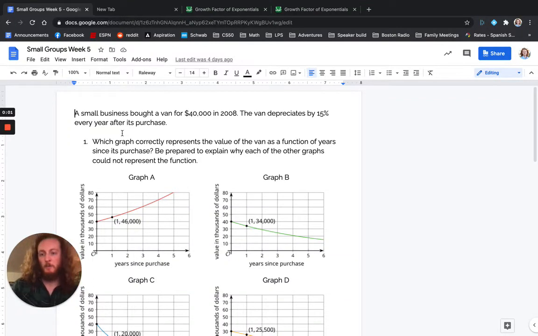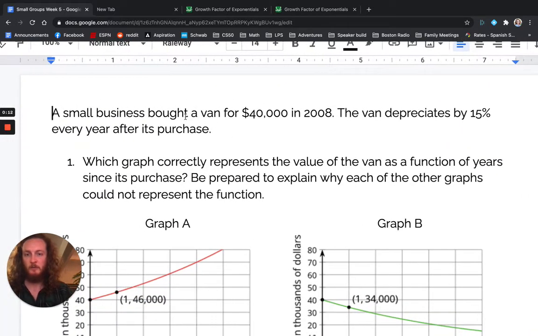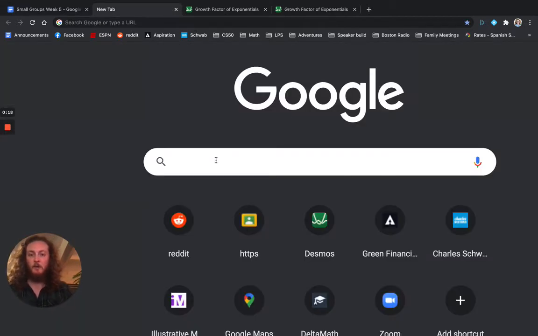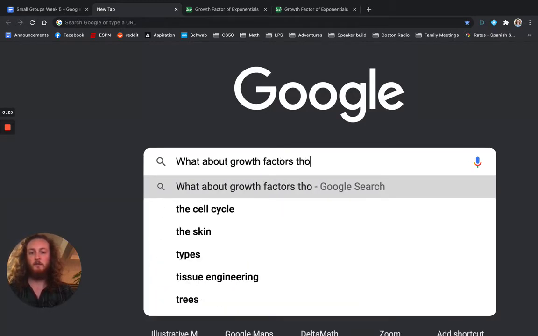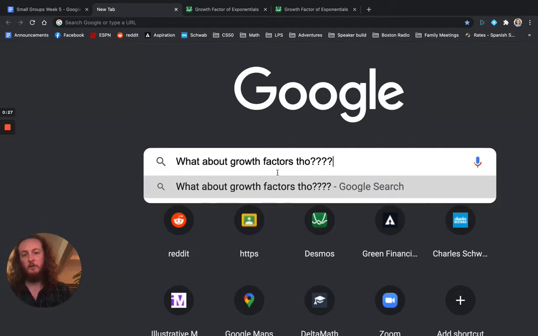So I want to pick up where we left off last week with exponential functions. And specifically, I think we're doing pretty well with initial values, right? Like we understand with that van problem from last week, the purchase price, $40,000, is the initial value. We're doing great with that. The question that I want to get into today is, what about growth factors, though? And unfortunately, Google has no good answers here.